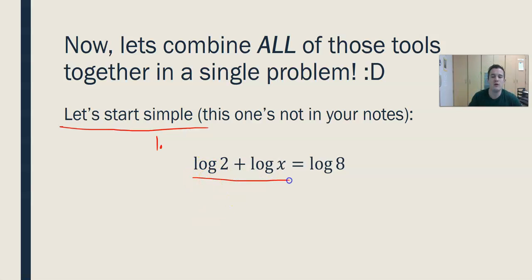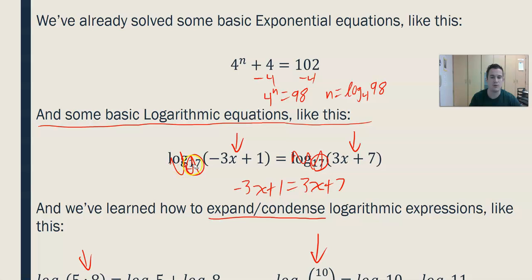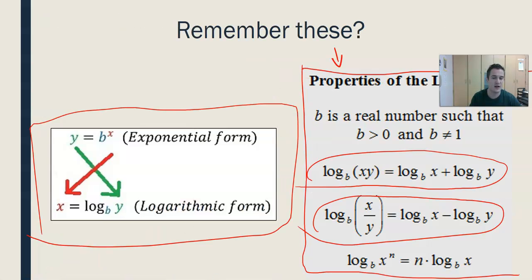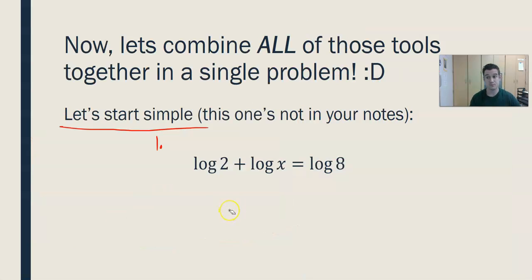So I have log of 2 plus log of x is equal to log of 8. This looks similar to this problem right here, except now, here I just had 2 logs, and here I have 3.